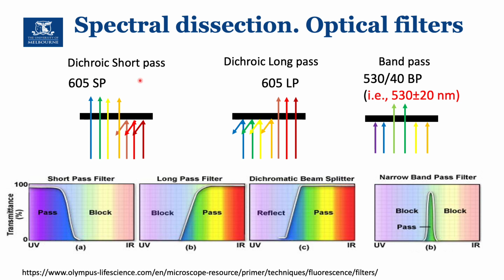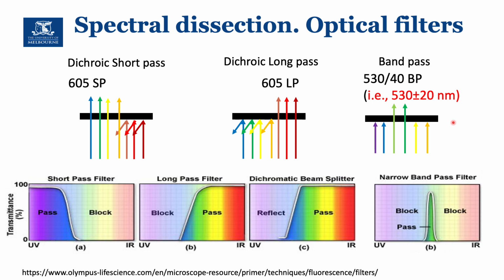You have what is called SP, or dichroic short pass filters, that allow only wavelengths under a given wavelength to pass through the filter, and the rest is reflected. You have the dichroic long pass, which is similar, but in this case the light that goes over a given wavelength is transmitted through the filter, and the rest is reflected.